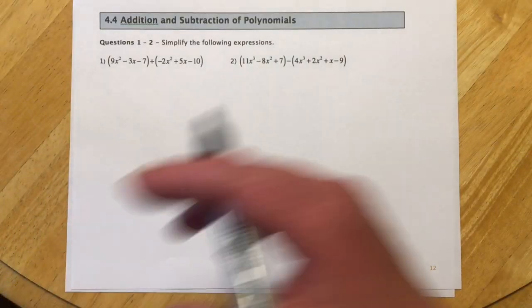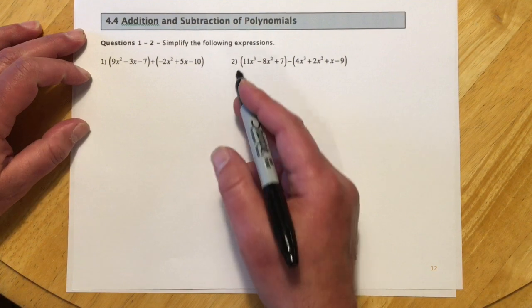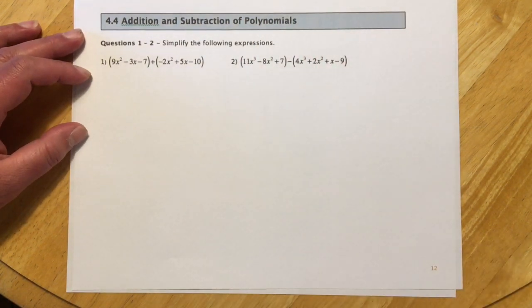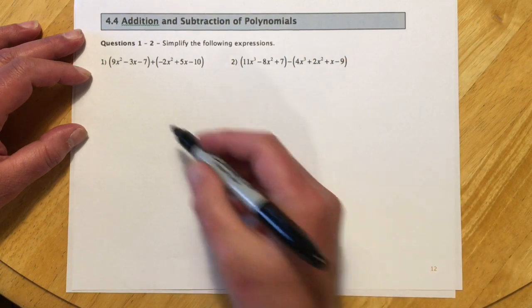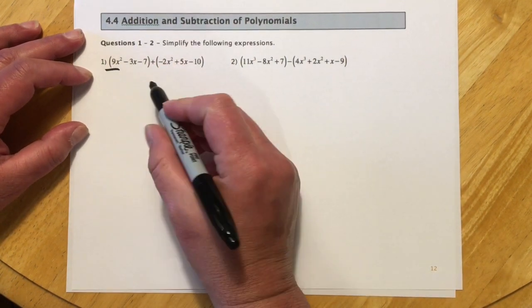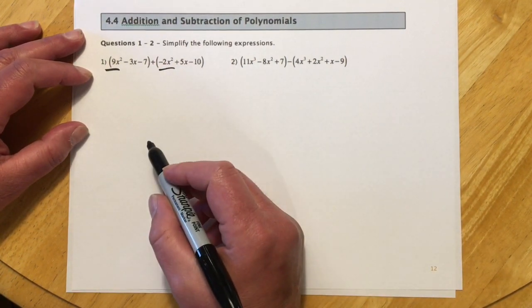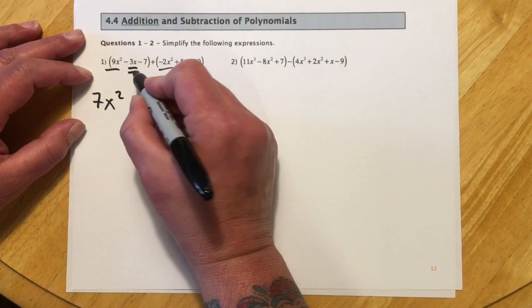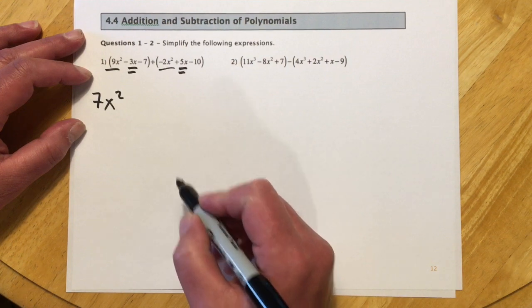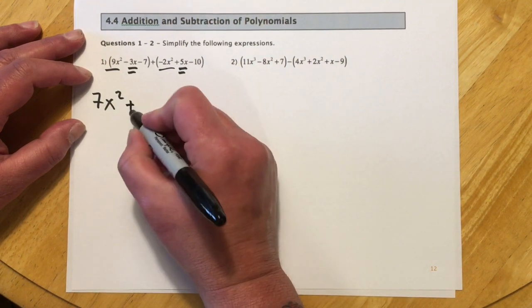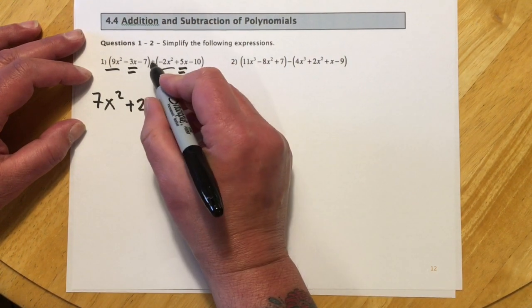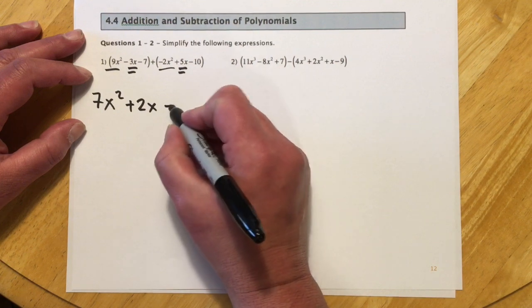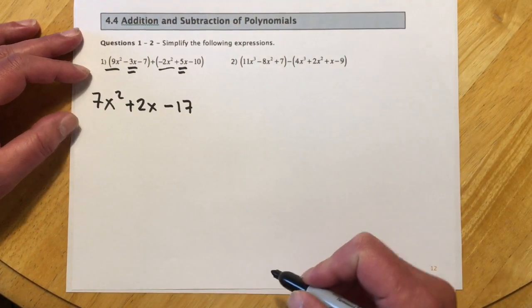Okay, 4 was a really short little section. It was addition and subtraction of polynomials, and we've been doing that since chapter 1. So this is just combining like terms. So here I have 9x squared and negative 2x squared, so that's going to leave me 7x squared. Negative 3x plus 5x, so that'll be 2x. And negative 7 plus negative 10, so that's negative 17.